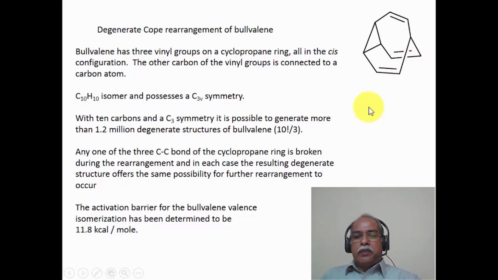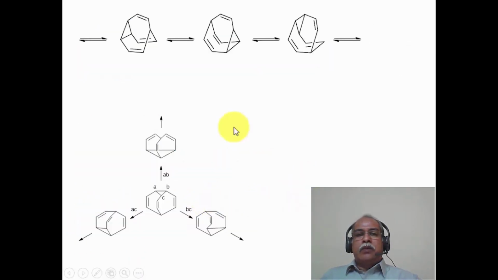The molecule has been studied very nicely using NMR spectroscopy, and based on the NMR spectroscopy studies, the activation barrier of bullvalene is shown to be about 11.8 kilocalories per mole. This is how the molecule undergoes the 3,3 sigmatropic rearrangement.